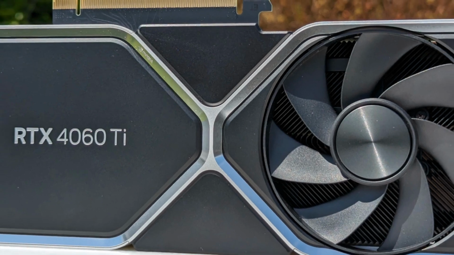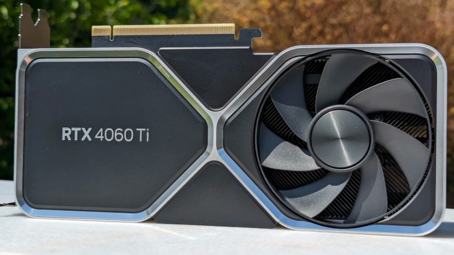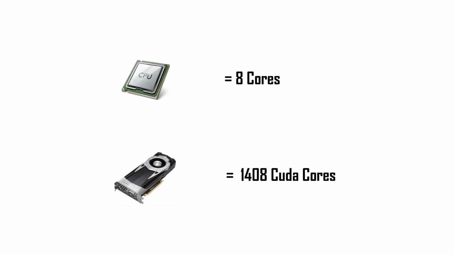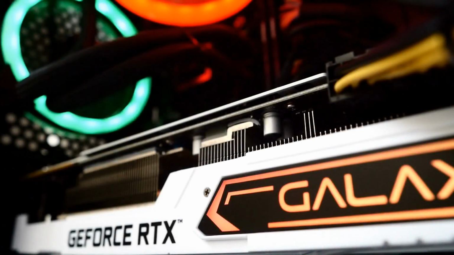GPU is faster because the architecture of a GPU is different from a CPU. While CPUs typically have a few cores, GPUs have hundreds or even thousands of smaller cores. These cores work together in parallel, allowing the GPU to process a large number of tasks simultaneously.